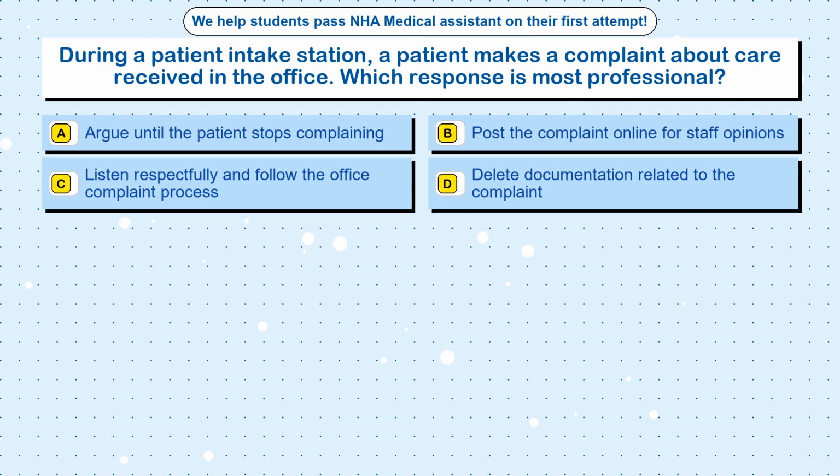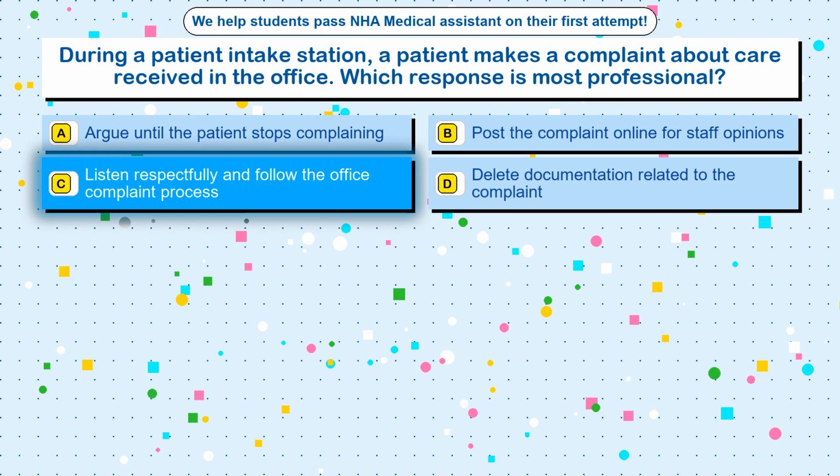Question 91. During a patient intake station, a patient makes a complaint about care received in the office. Which response is most professional? Option A. Argue until the patient stops complaining. Option B. Post the complaint online for staff opinions. Option C. Listen respectfully and follow the office complaint process. Option D. Delete documentation related to the complaint. The correct answer is option C.